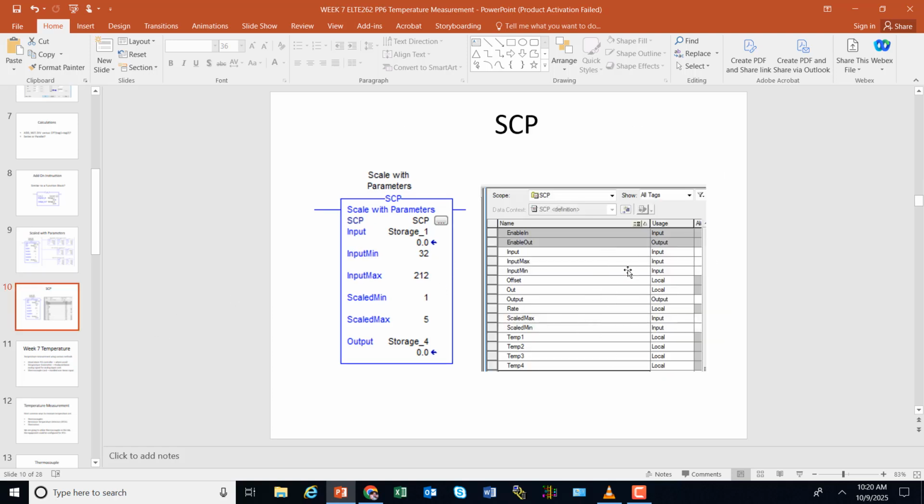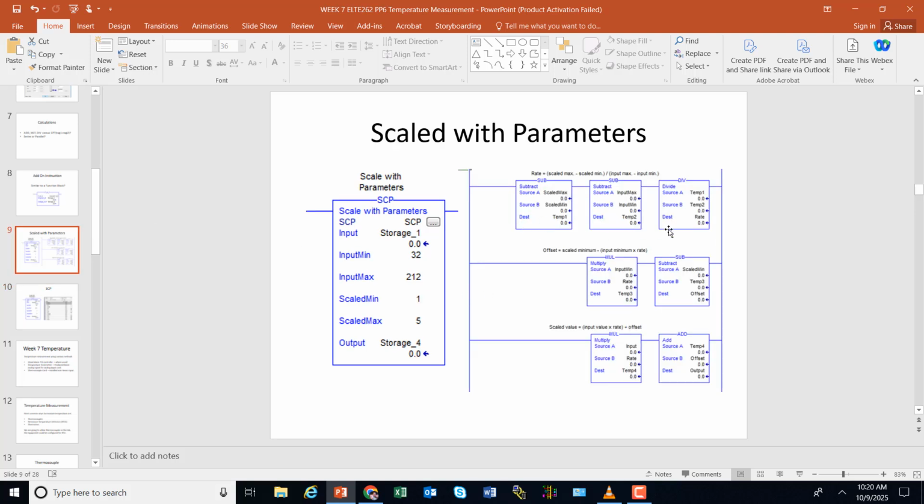You have to remember to set your usage here. Your output needs to be an output, or else it comes in on the left side and it doesn't work. You have local tags inside of here, temp 1, temp 2, temp 3. You don't see those here; they're not visible. Those are just some of my temporary storage that I used. But remember, I could do all this with a compute if I didn't want to have all these rungs. This is nice, though, so you can put some rung comments here and show what your math is and stuff like that. There's my rate, my slope, there's my offset, stuff like that.